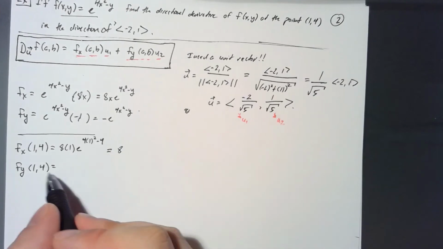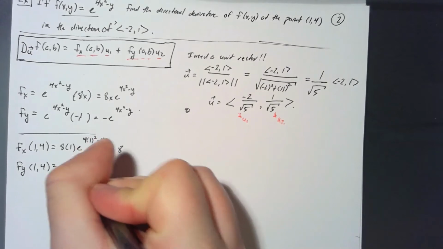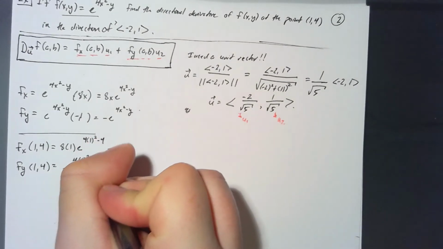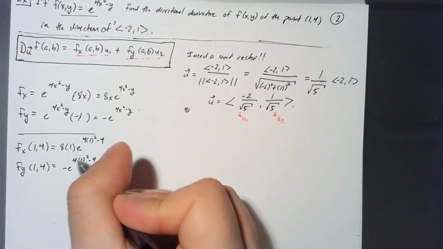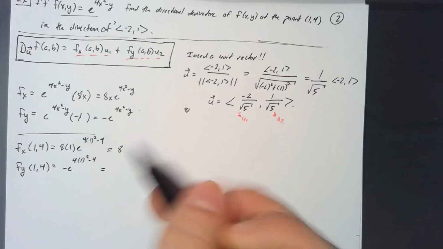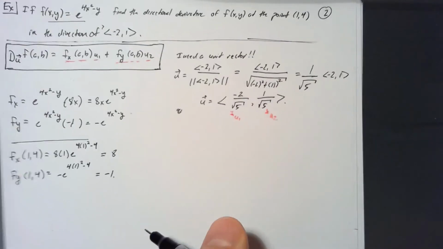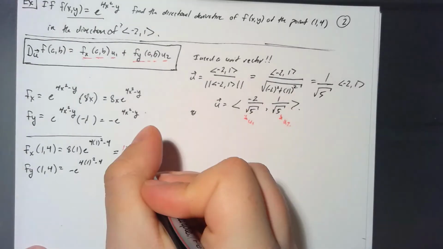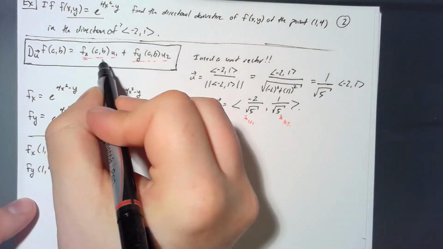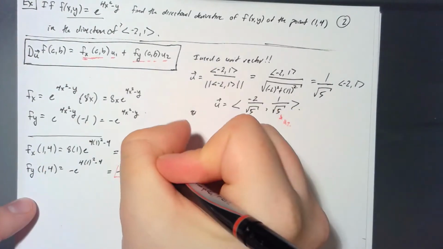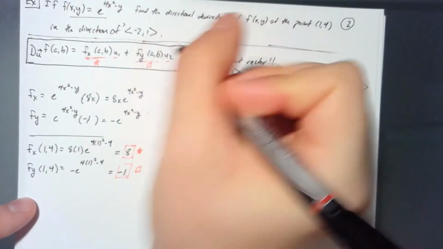And then when I plug this into the partial with respect to y, I'm going to have negative e to the 4 times 1 squared minus 4. So, like we already said, this is going to be e to the 0, which is 1. So, with a negative, it's going to be negative 1. Okay. So, these values right here correspond to these right here. So, if I want to make this star in this box, that's star, that's box.